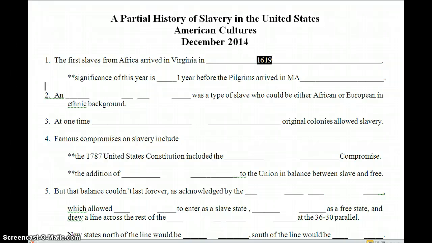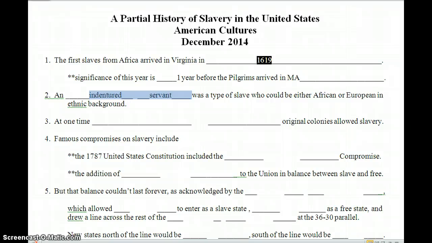Now, not all slavery in America was people of African descent. At one time, an indentured servant could be, and often was, of European background. This was a type of slave who would often come from Europe. They would not have the money to be transported here, so they would sell their labor for usually 7 years. But an indentured servant is really not the same as a slave. An indentured servant knew they would be free eventually, and had some rights that slaves didn't have. It's not as bad as being a slave who is going to be a slave forever.